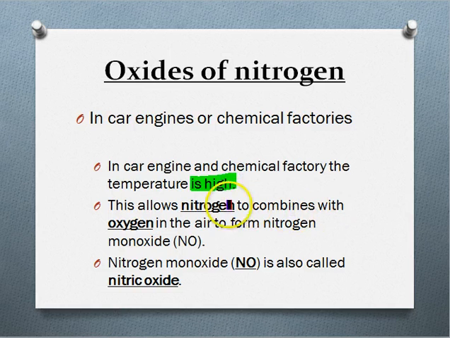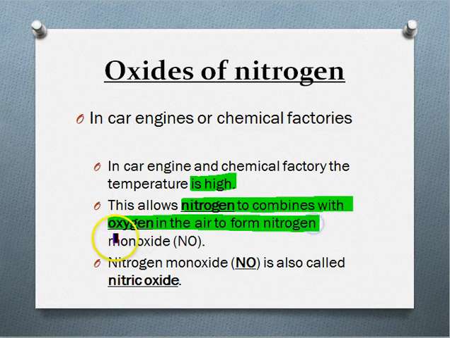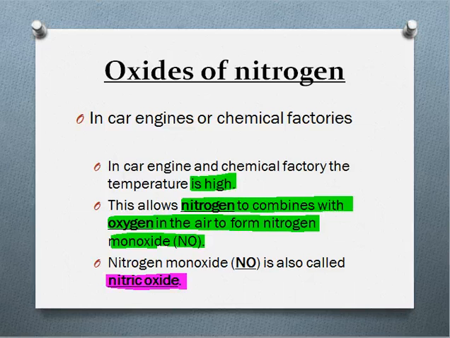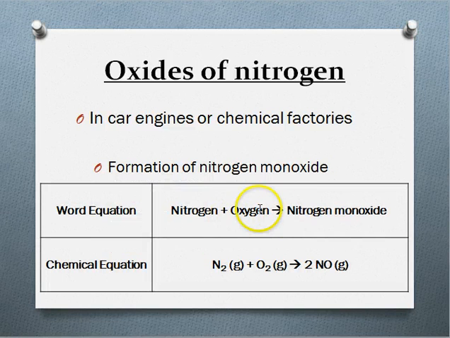So what is the condition here? Temperature is high. Nitrogen combines with oxygen in the air to form nitrogen monoxide. Another name for nitrogen monoxide, to take note, is also called nitric oxide. Now I will show you the equation. How do we form it? Nitrogen in the air and oxygen in the air both combine to give you nitrogen monoxide. Very simple equation: nitrogen plus oxygen gives you nitrogen monoxide.